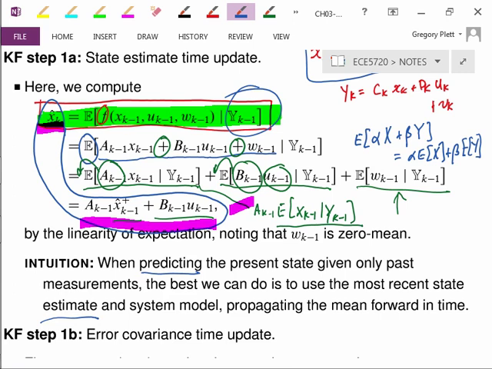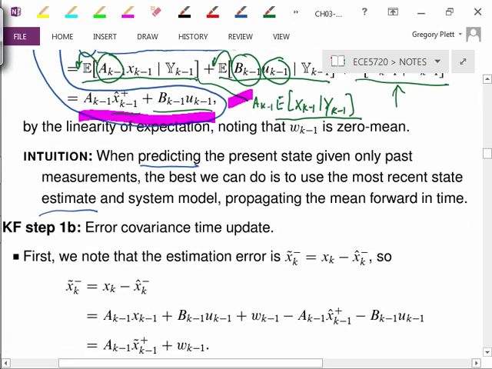That's step 1A. Step 1B says that we want to find sigma x tilde k minus, and that's equal to the expected value of x tilde k minus times x tilde k minus transpose. To be able to evaluate this mathematically, I benefit from having a simpler expression for what x tilde k minus is. So let's look at that.